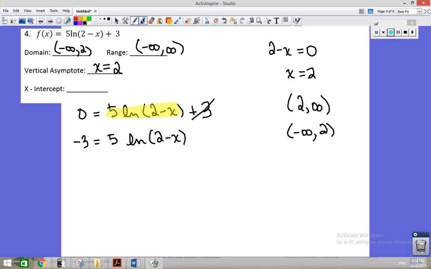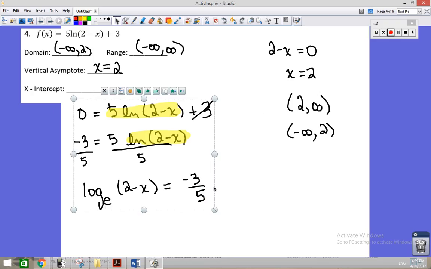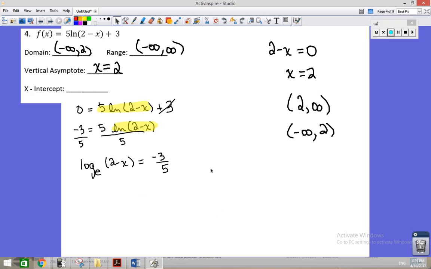On the right-hand side, I have two factors. The factor that contains my variable of interest is this natural log of the quantity 2 minus x. I need to get rid of that 5, so I'm going to divide both sides by 5. So I'm going to write this ln over here. And instead of ln, I'm going to help you recognize that this has a base of e. I'm going to write it as log base e of 2 minus x is equal to this fraction negative 3/5.